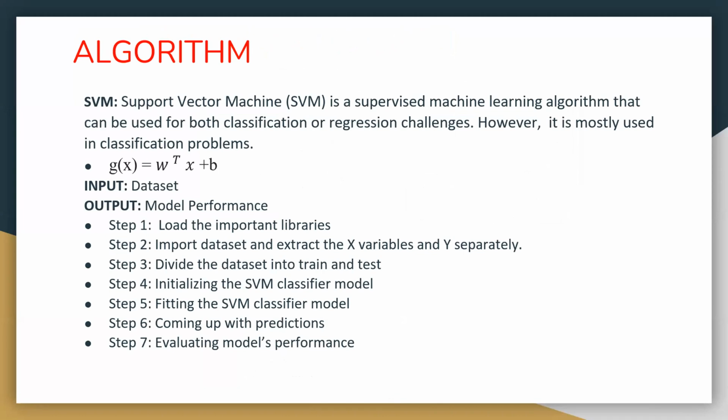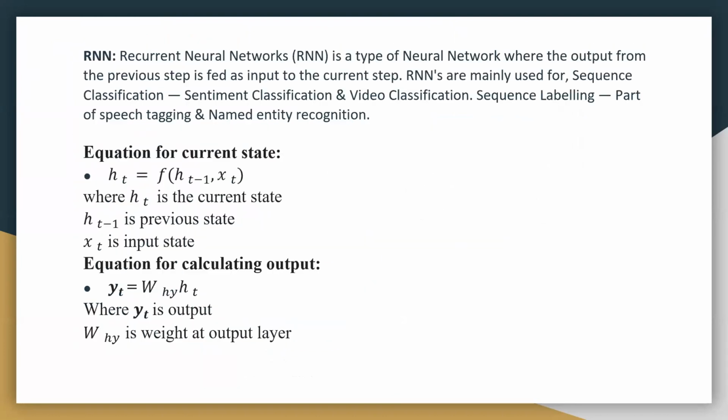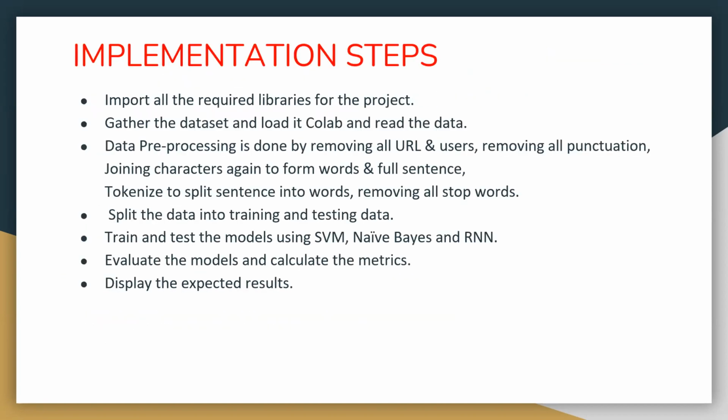The algorithms we used are SVM, Naive Bayes, and RNN. SVM is a supervised machine learning algorithm that can be used for both classification and regression. And Naive Bayes predicts the tag of a text. It calculates the probability of each tag for a given text and then outputs the tag with the highest one. And RNN, recurrent neural network, is a type of neural network where the output from the previous step is fed as input to the current step. RNNs are mainly used for sequence classification, like sentiment classification or video classification, etc. These are the algorithms we used.